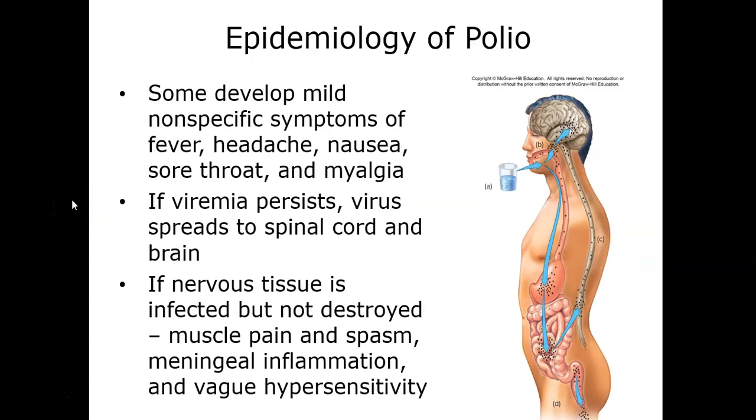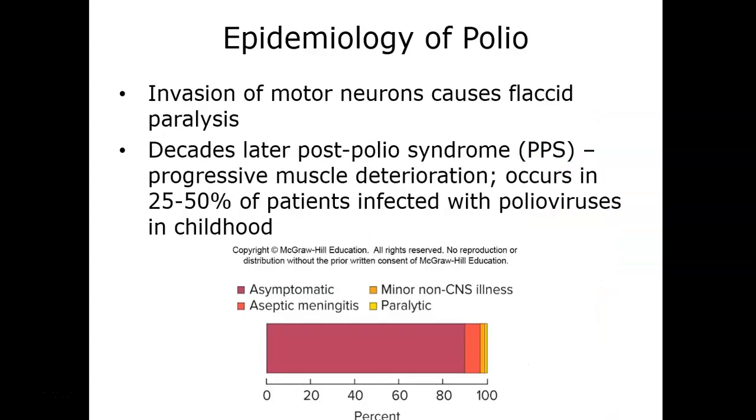If the viremia persists, meaning it starts to circulate in the blood, that's when it gets to the brain and the spinal cord and can destroy the nervous tissue or cause things like muscle pain and spasms, meningeal inflammation, and hypersensitivity. That invasion of the motor neurons causes a condition known as flaccid paralysis. And later polio syndromes, which involve muscular deterioration, occur in about a quarter to half of all patients who were infected with polio during their childhood.